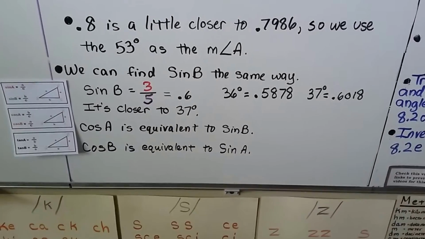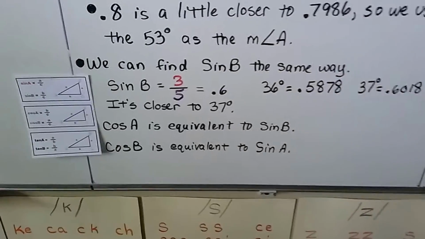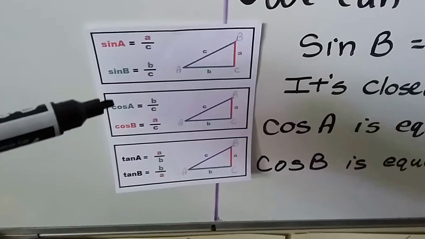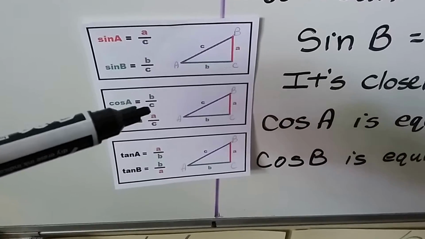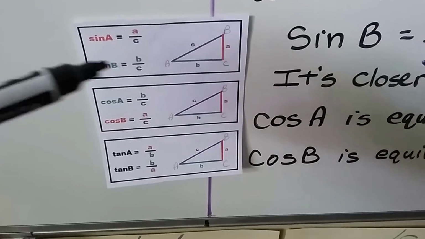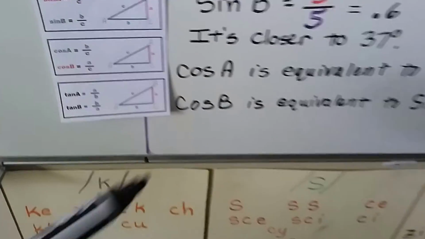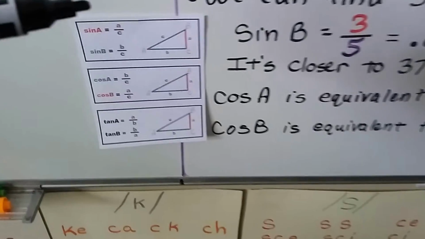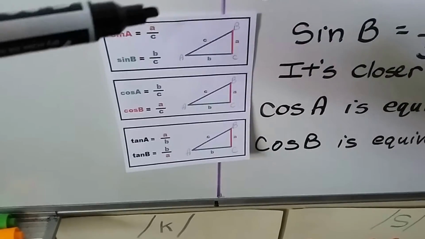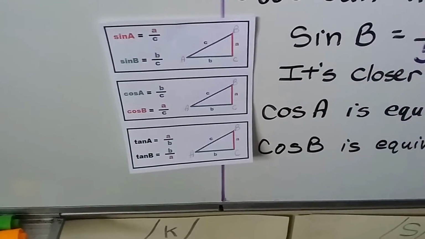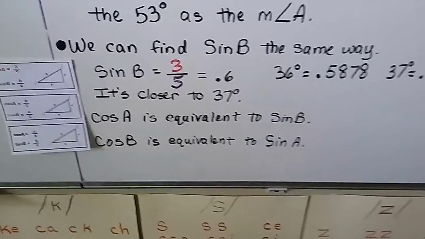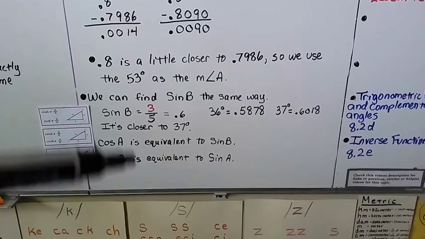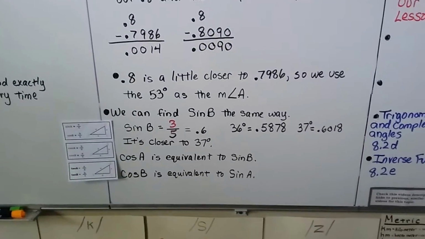And the cosine of A is equivalent to the sine of B. If we look at our chart here, look at the cosine of A. It's going to be side B over C. Look, that's the same as the sine of B. And the cosine of B is equivalent to the sine of A. This is A over C, and that's A over C. See? All right? So you can find the cosine by finding the sine. See what I mean? Okay?